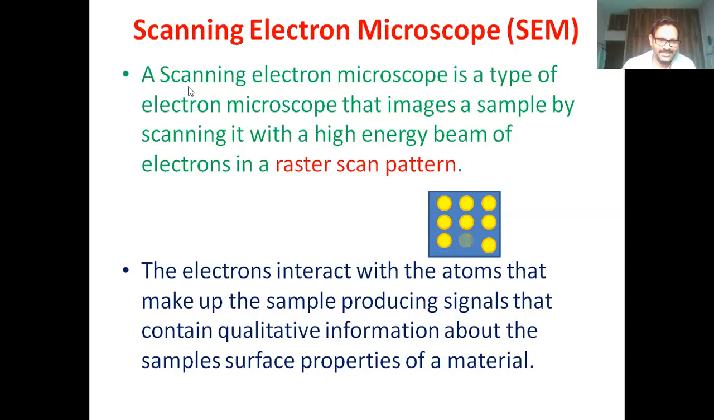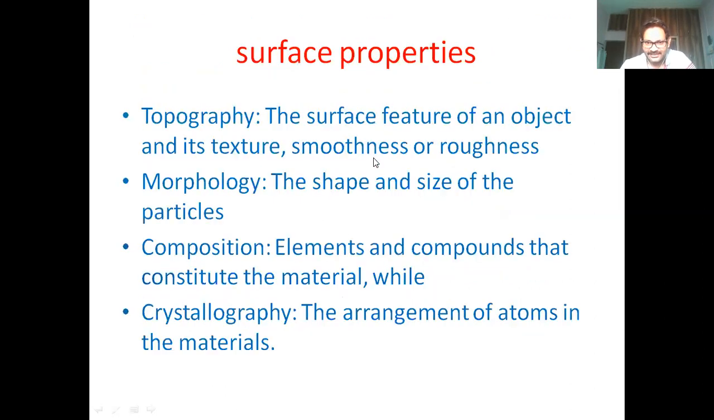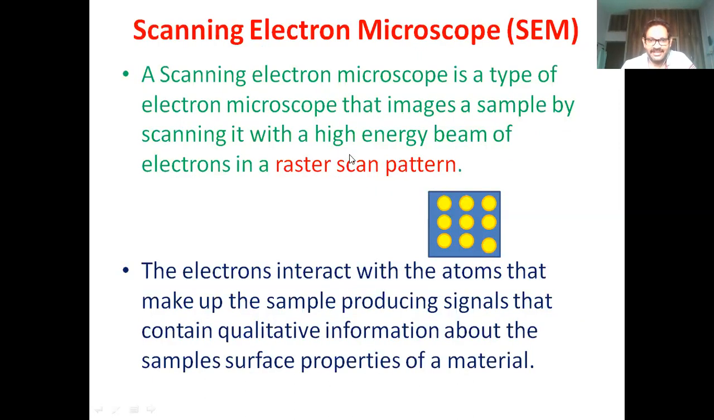SEM. What is a scanning electron microscope? A scanning electron microscope is a type of electron microscope that images a sample by scanning it with a high energy beam of electrons in a raster scan pattern. So we impinge the electrons and scan the sample. In this, we are hitting the beam in a raster scan pattern. This is very important. What is this raster scan pattern?